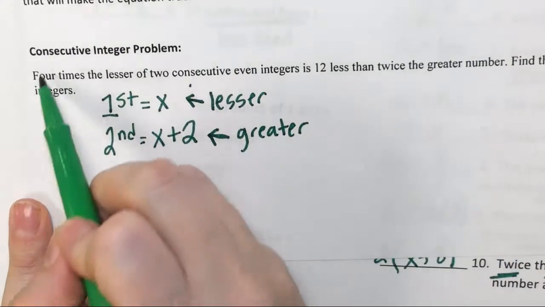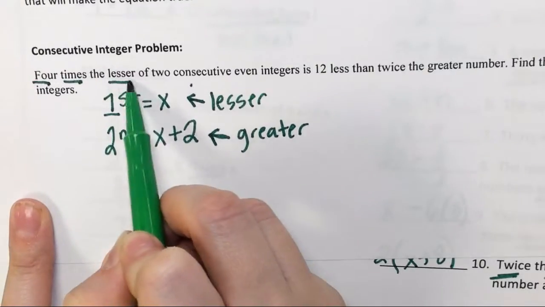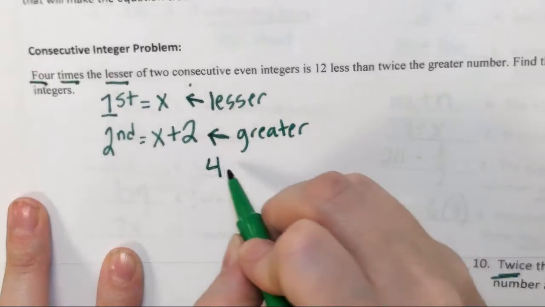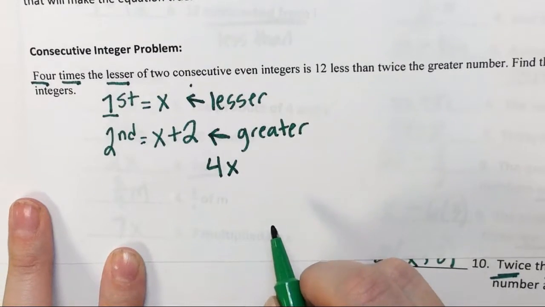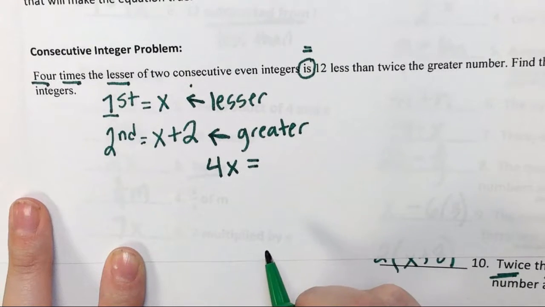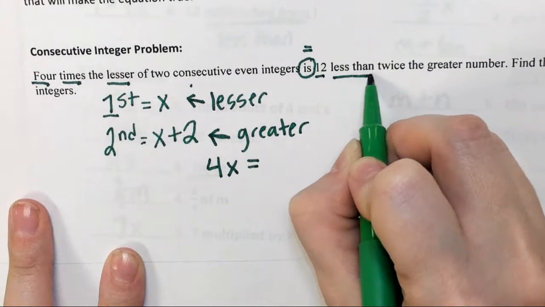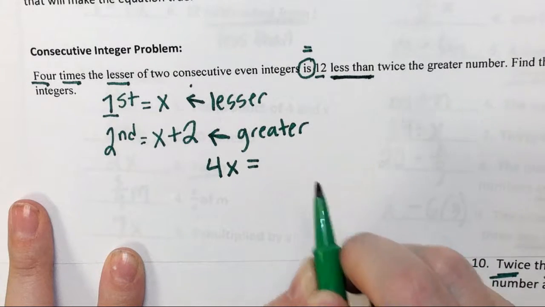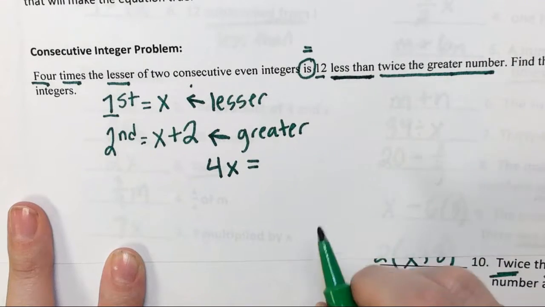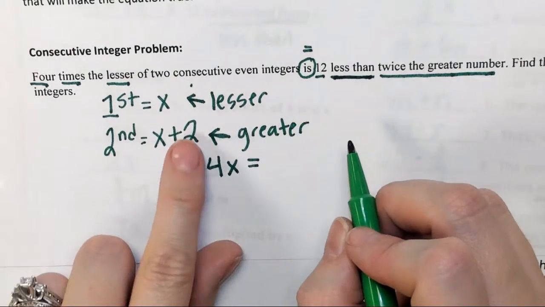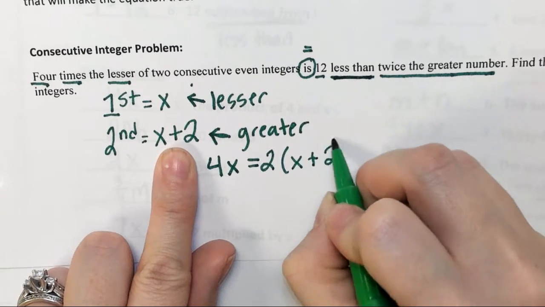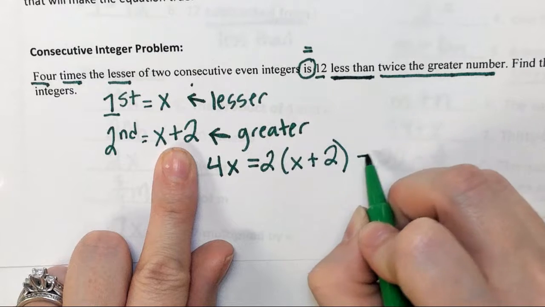So start at the beginning. 4 times the lesser. 4 times the lesser one, that's going to be 4 times x. Is, remember is means equals. 12 less than, remember less than, we have to swap the order. 12 less than twice the greater number. So if I'm going to say twice the greater number, I'm going to put 2 times the greater minus 12.